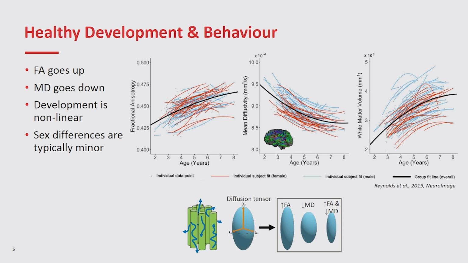We know that this development is non-linear, so we see quite rapid changes in these metrics in the first couple of years of life, followed by more gradual changes that can even progress into early adulthood, which we'll get into on the next slide. And another thing I want to note is that sex differences in development are typically minor.